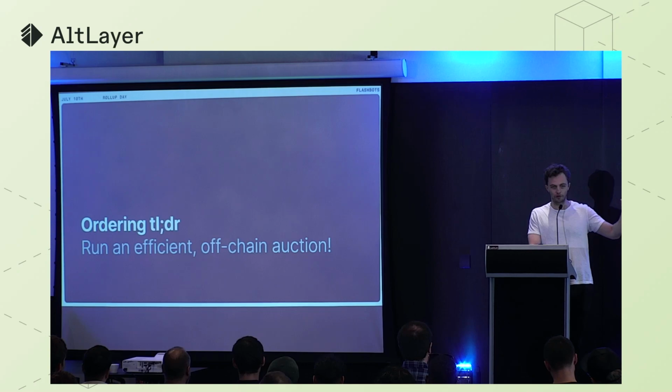And so that's the ordering section, what we should do for rollups and how they order their transactions. The TLDR, again, is that you need to run an efficient off-chain auction. And then if you don't do that, you're going to get on-chain spam instead.